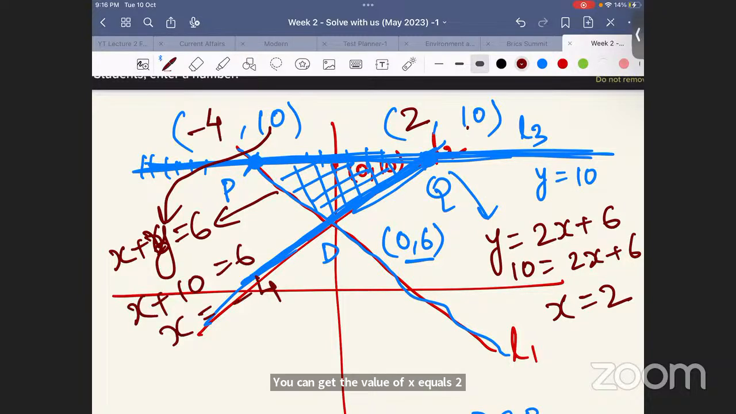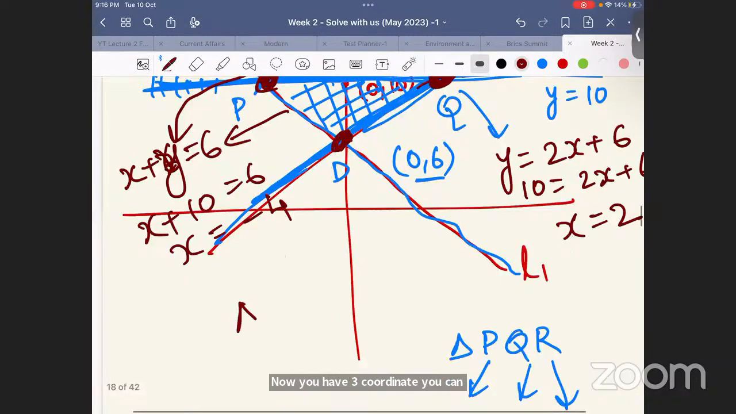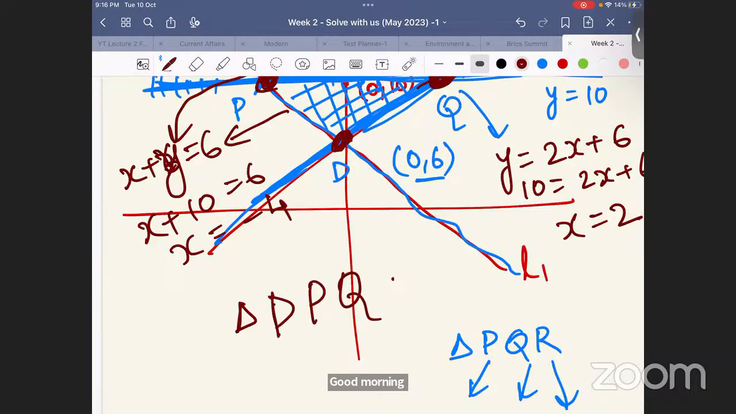Now you have the coordinate of this point also, and this also. Now you have 3 coordinates. You can calculate the area, right? You know the formula for calculating the area. Line L3, x is always 0. So you can calculate the area.